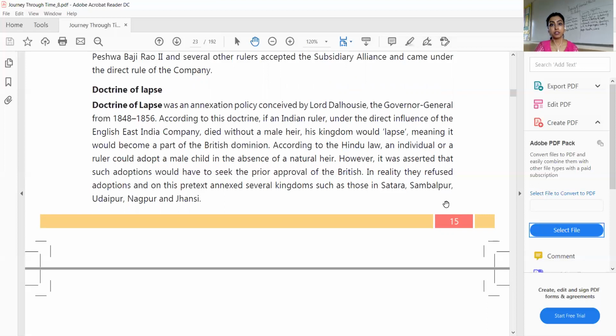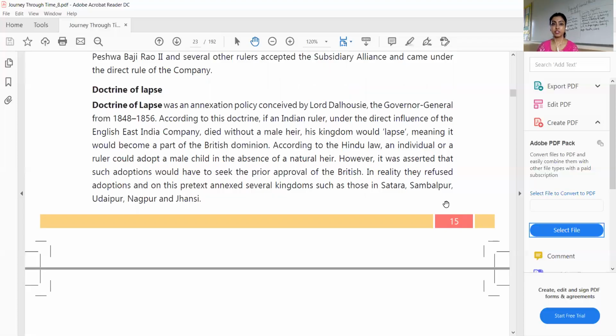But the British made a rule that if he or she wants to adopt a son, they can adopt, but it has to be approved by the British. But what did the British do? Whenever somebody wanted to adopt a son, the British did not give any approval. Why? Because they knew that if they gave approval, they would not be able to conquer that place.